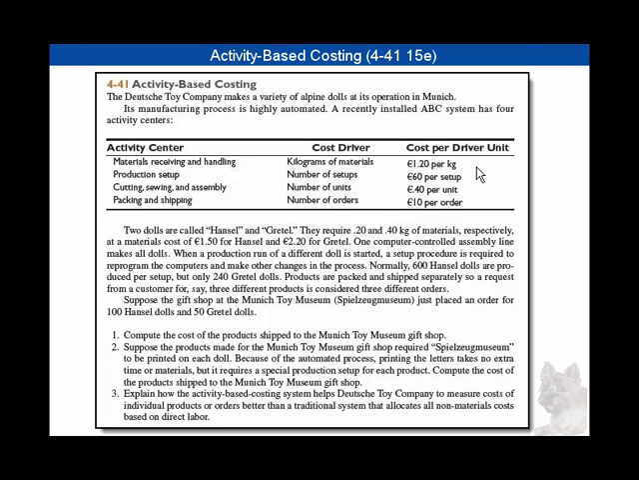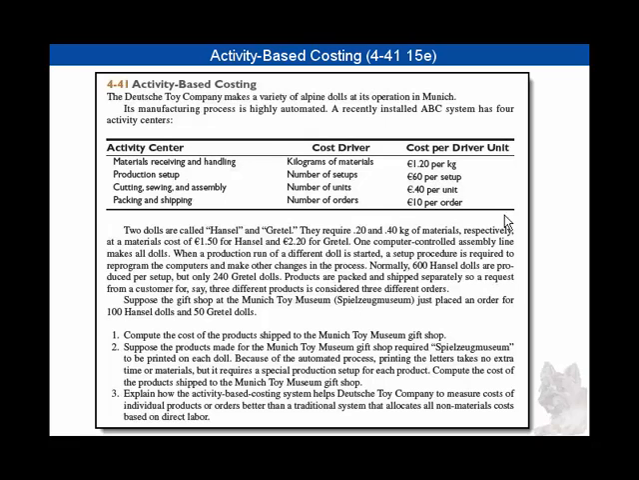We have material receiving and handling. The cost driver is kilograms of material, and the cost per driver is $1.20. Then we have production setup, with the cost driver being the number of setups, at 60 units of measure, and I think that's the euro, 60 euros per setup. Then we have cutting, sewing, and assembly, number of units at 0.40 euros per unit, and packing and shipping, number of orders at 10 euros per order.